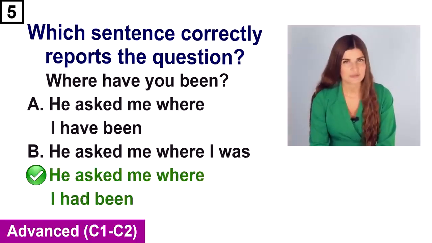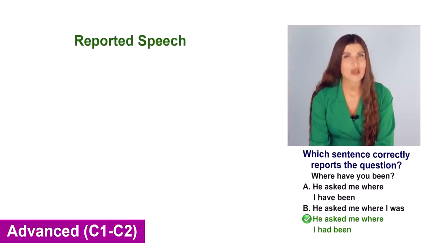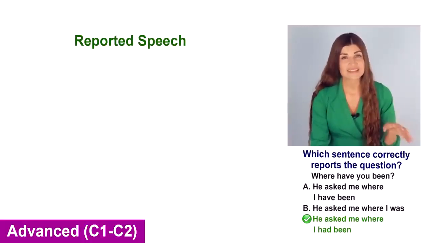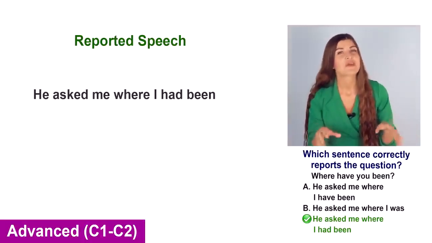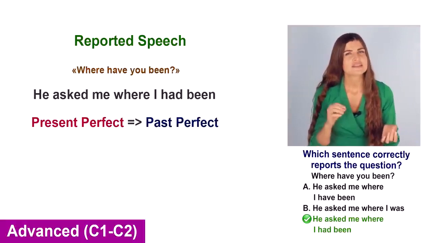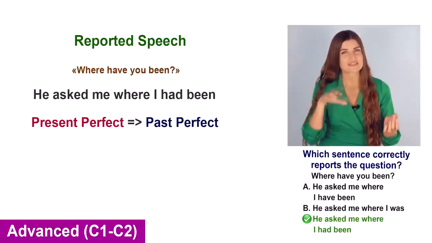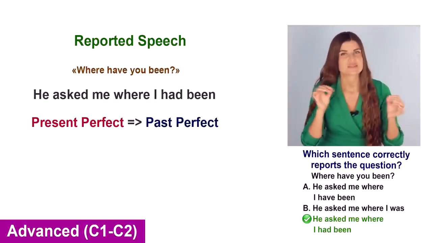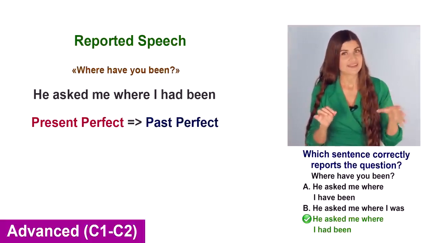Here we have the topic, reported speech. When we change from direct to indirect speech, you need to change the grammar. We have a question in the present perfect tense, so we need to change it to the past perfect. He asked me where I had been.